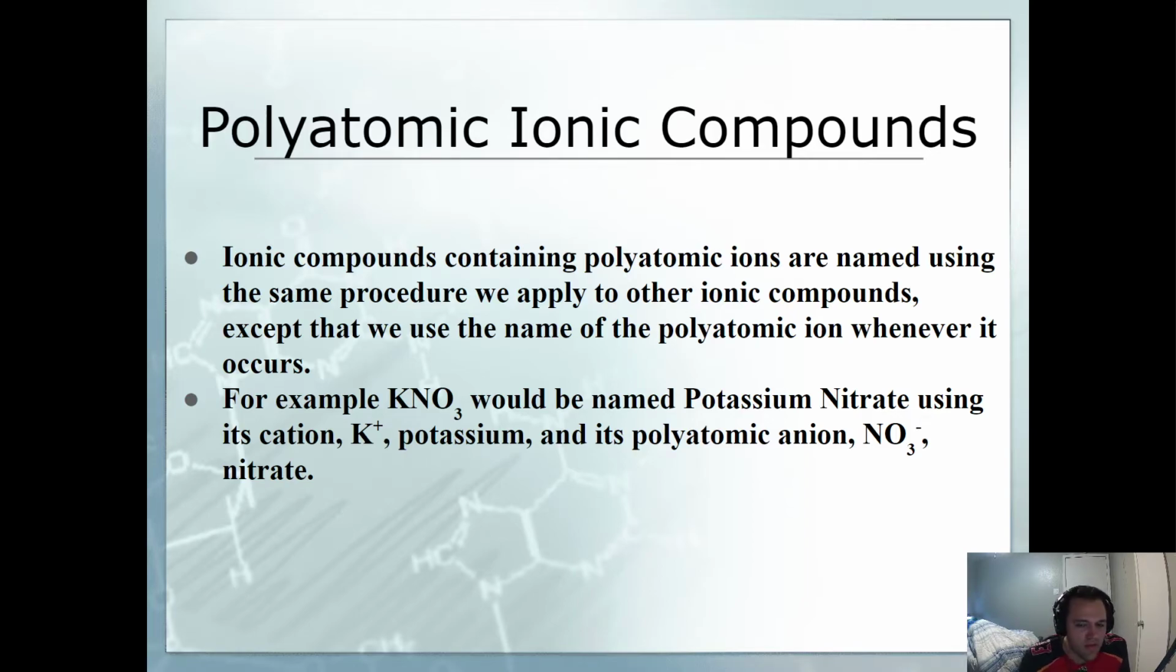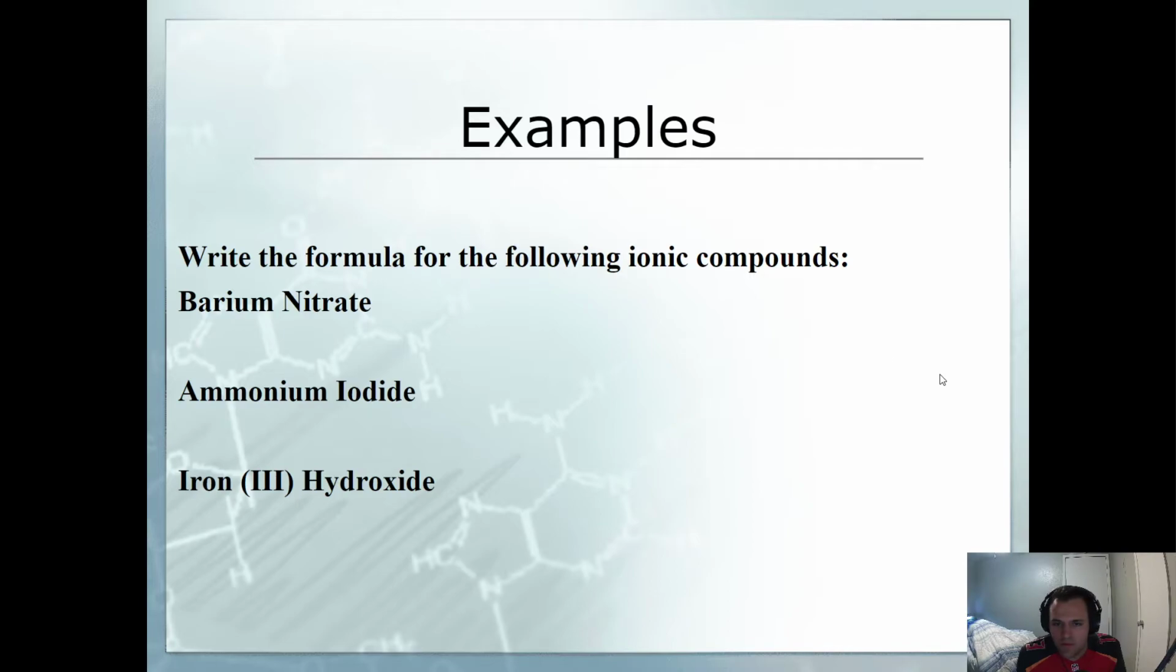So for example, KNO3, where we've got the cation of potassium and the anion is this polyatomic nitrate, we would just call it potassium nitrate. So for these, you're just sticking 2 words together. You do still have to worry about putting the Roman numerals in there if we're using a transition metal, but that's the same as the other one, so it's nothing new. All right, so let's skip forward. The next slide.